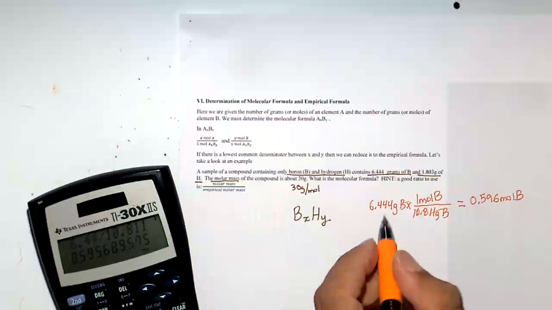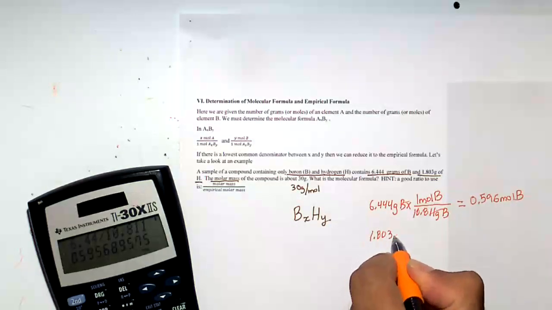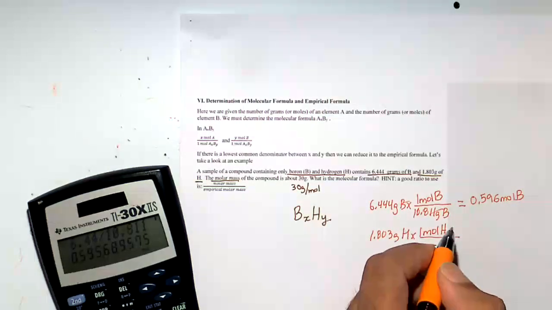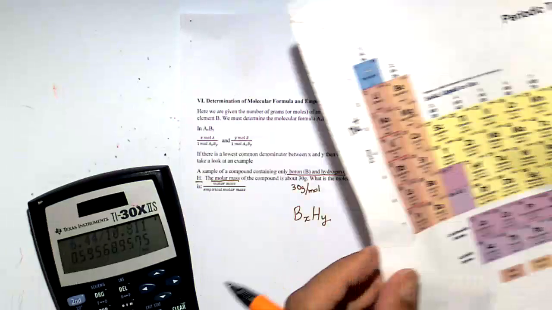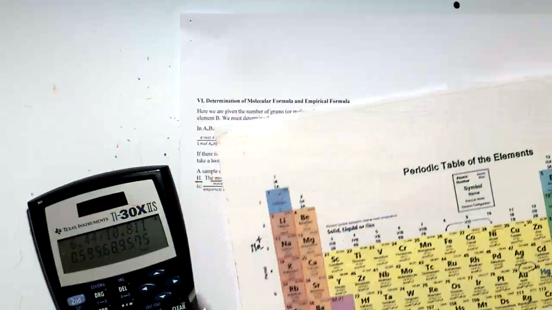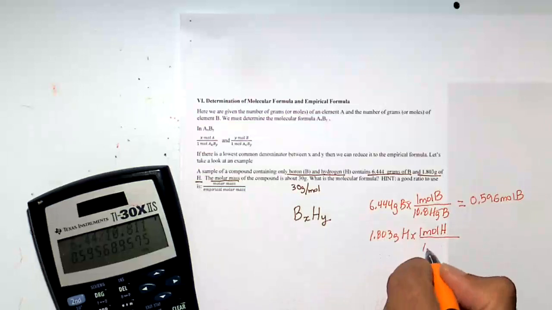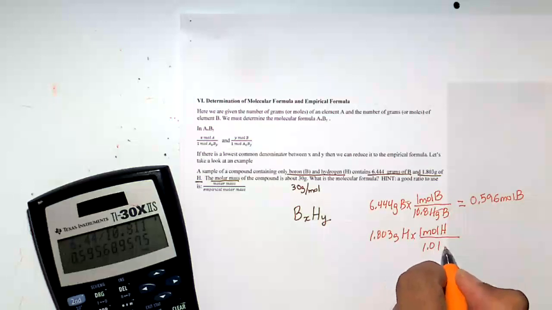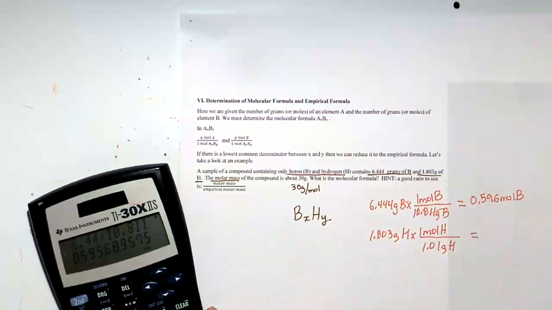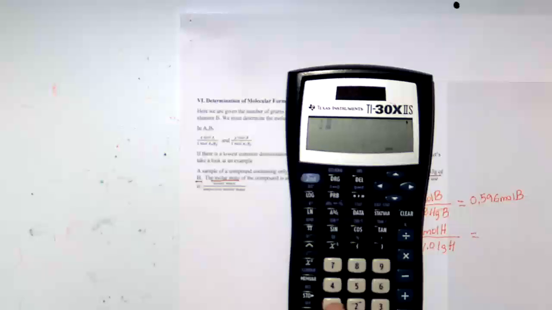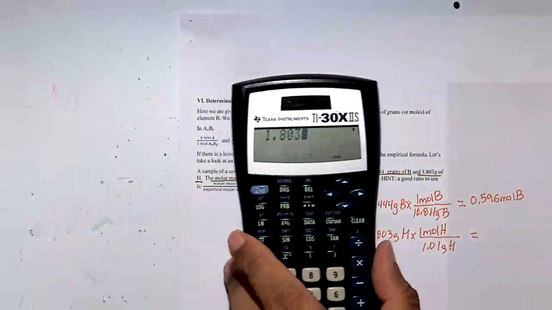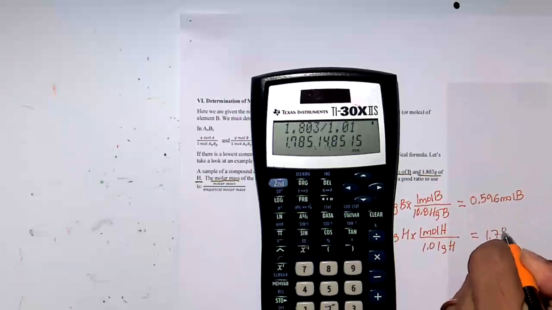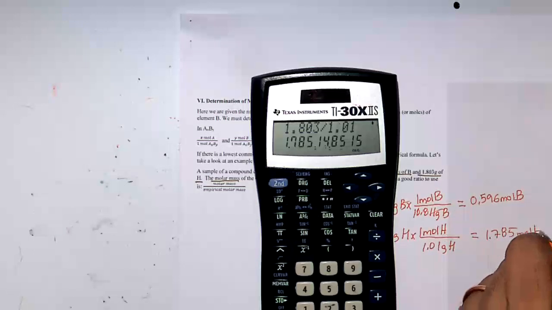Let's do the same for hydrogen now. Hydrogen is 1.803 grams. One mole of hydrogen, what is hydrogen? It's about 1.01, right? We'll go with 1.01 grams. That gives 1.785 moles of hydrogen.